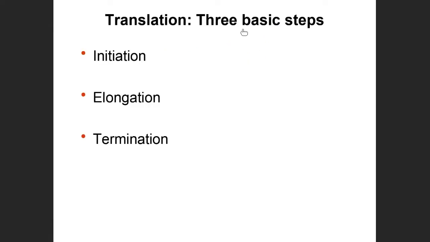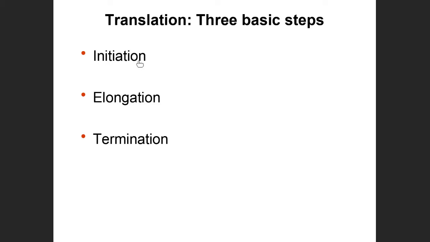Now for translation, there are 3 basic steps, just like transcription. But there are more working parts. There's initiation of translation. This is where the mRNAs, the tRNAs, and the ribosomes, because remember, the ribosomal RNAs are part of the ribosomes, all get into the correct position to initiate translation. Elongation is the second step of translation. This is synthesis of the polypeptide. And then termination. Termination is where we stop translation.